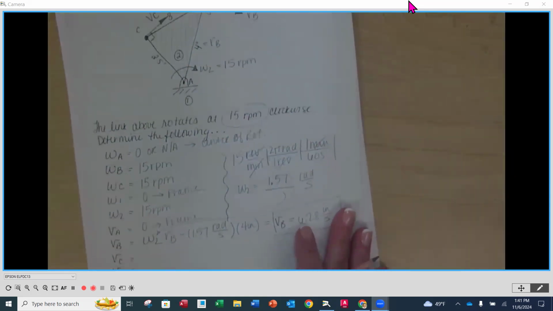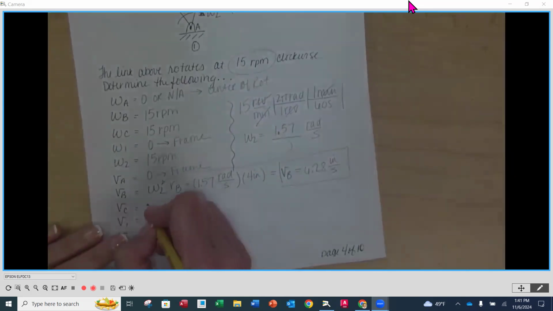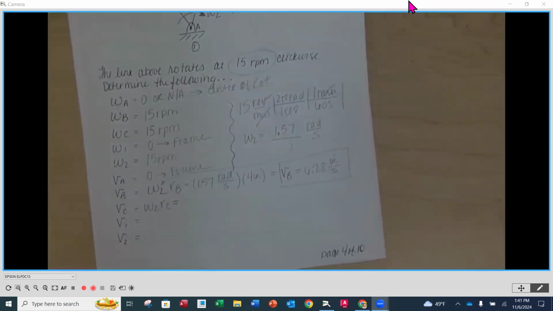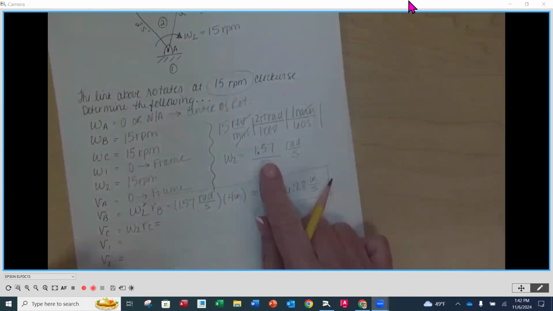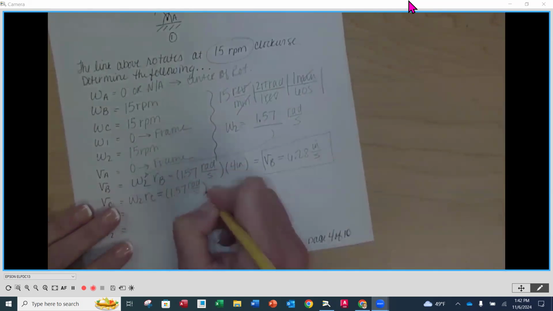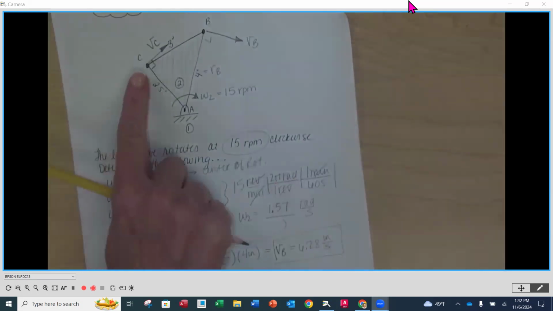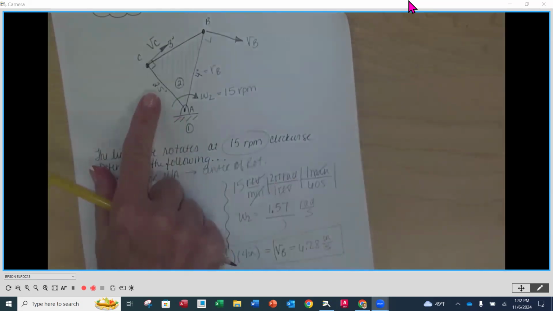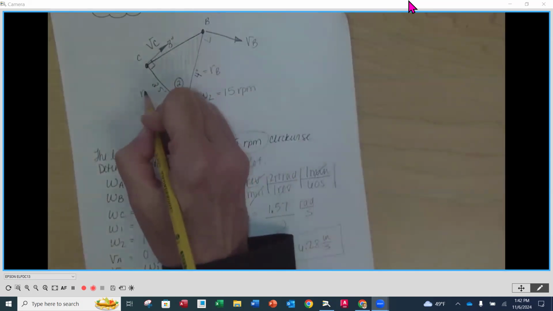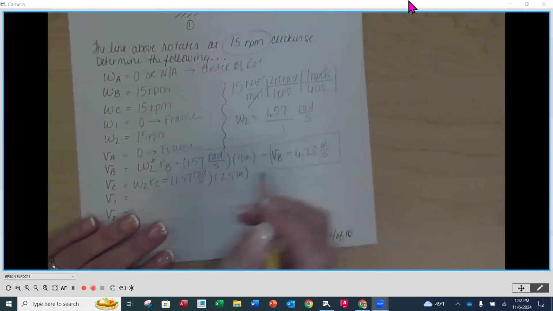Now, we're going to calculate our value here for VC. So VC, equation in variable form, is going to be W2 times RC this time. Now, our W2, again, can't use the RPMs, but we already converted it. So we're going to use the 1.57 radians per second. And then its radius back to the center of rotation is going to be 2.5 inches. This is RC.